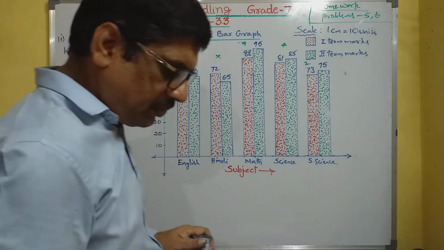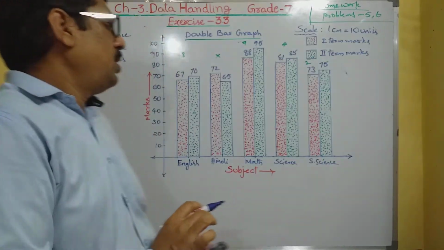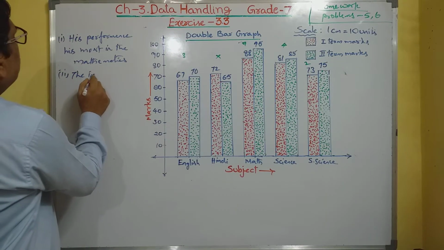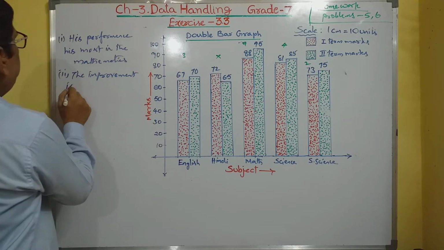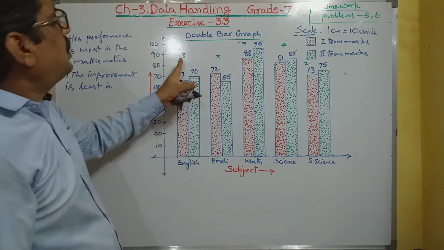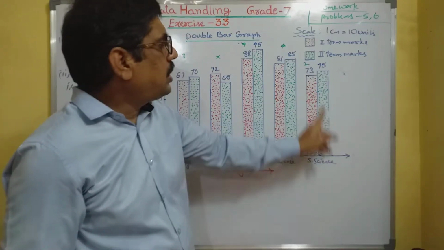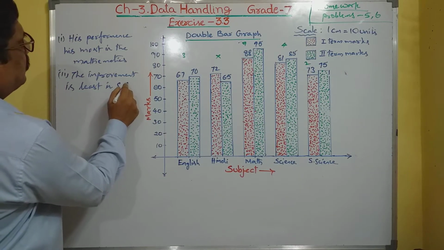Second question is, in which subject is the improvement the least? The improvement is least in which subject? You observe and tell me. Did you observe? Here 3 marks, 7 marks, 4 marks, 2 marks. Here there is an increase of only 2 marks. So least in social science.